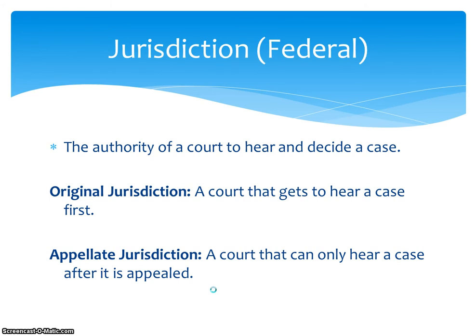Appellate jurisdiction refers to a court that can only hear a case after it has been appealed, where the result has been contested or they want to try it again. So if you think of the process, it goes to the original court, the original jurisdiction, and then after that decision is made, if the result gets appealed, it goes to the appellate court, which has appellate jurisdiction.